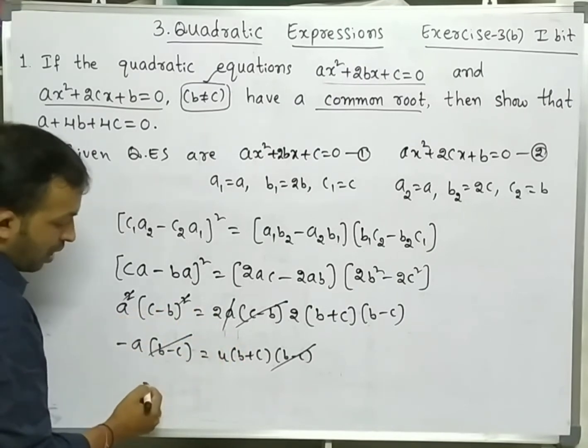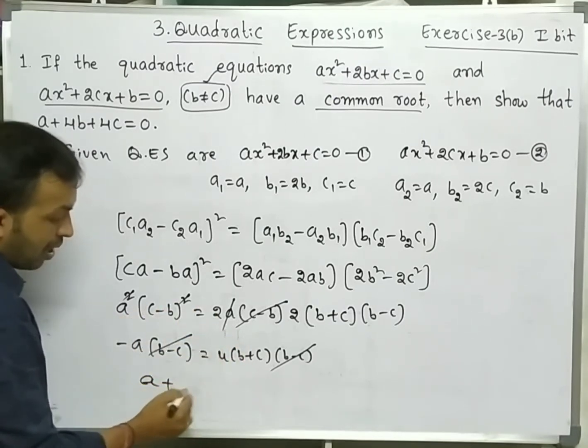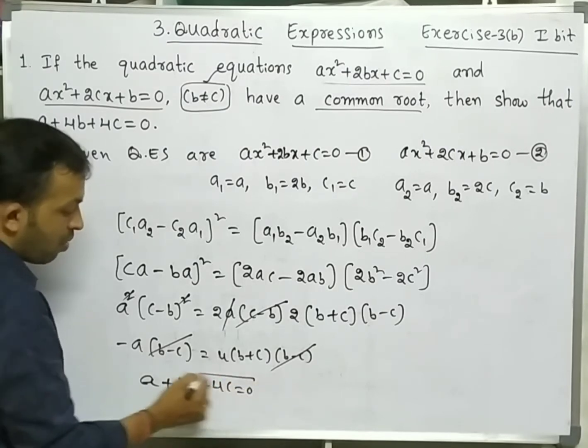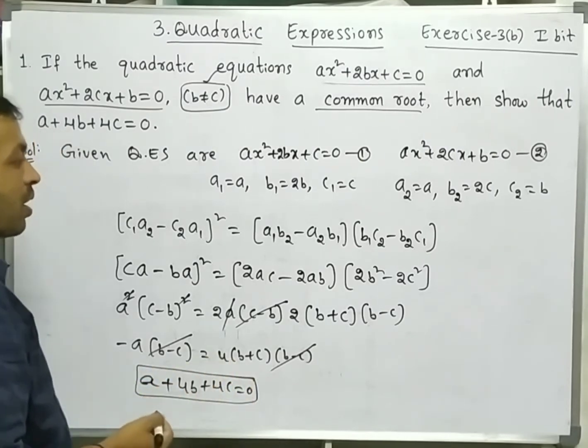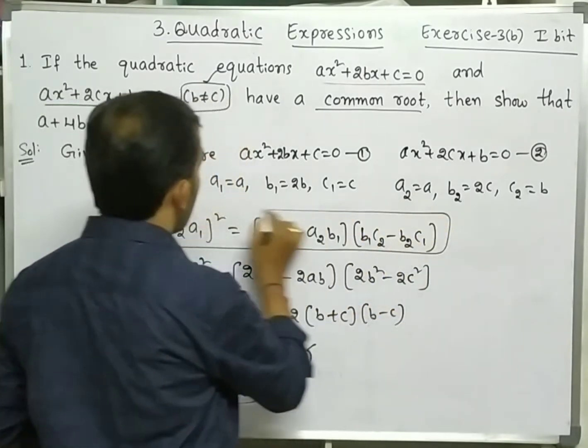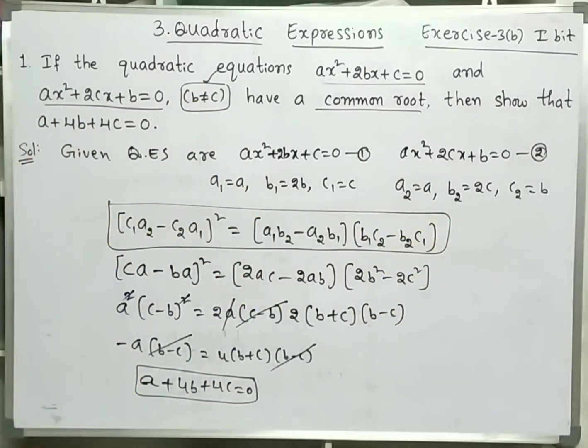Bring minus a to the right hand side, that becomes plus a. 4 into b is 4b, 4 into c is 4c, equal to 0. So this is the required condition. So by using this formula, this condition also we can solve.